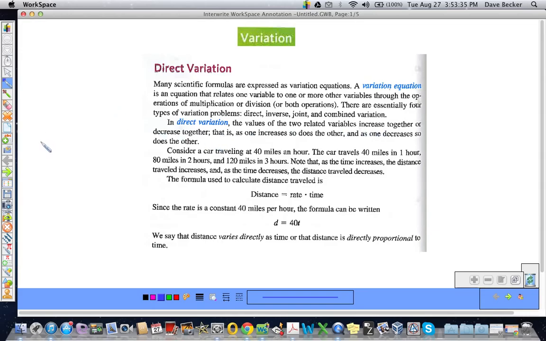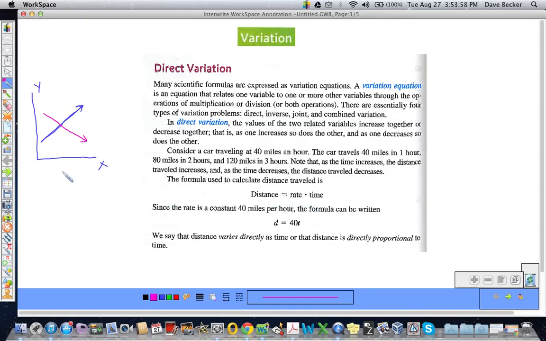So if we're on an XY plane, as one component increases, the other increases as well. It could also be that as one decreases, the other decreases as well. And these relationships are always linear. Okay? Distance equals rate times time.